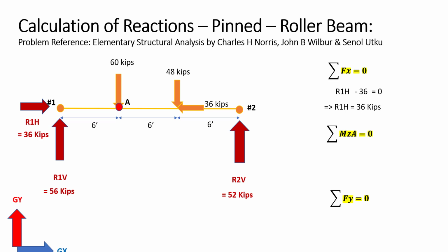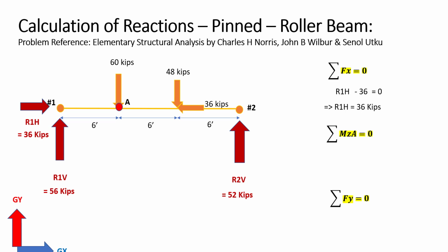But instead of considering the moment at node number 1, what we have now done is we have considered a point A, at the position where the 60 kips load has been applied, and we are trying to take the moment about that particular point. You have seen that we have resolved the inclined 60 kips load into its vertical and horizontal components. Now, what will happen if we take the moments of the applied forces and the reactions about point A?